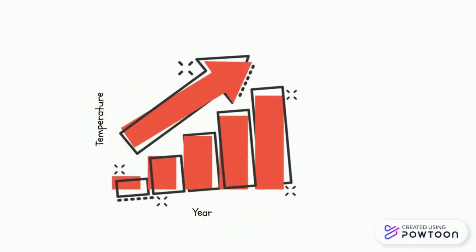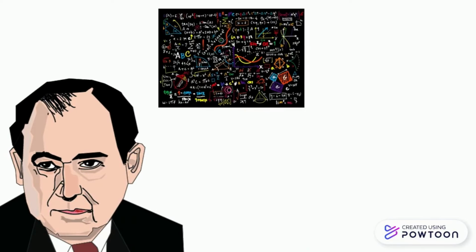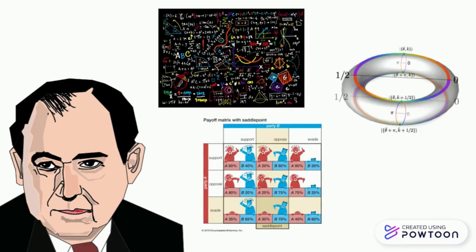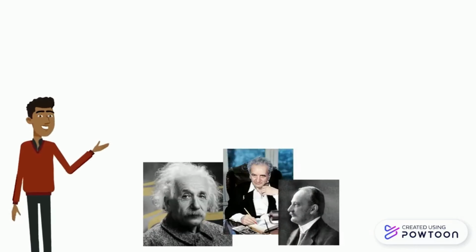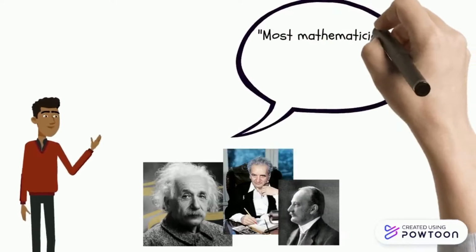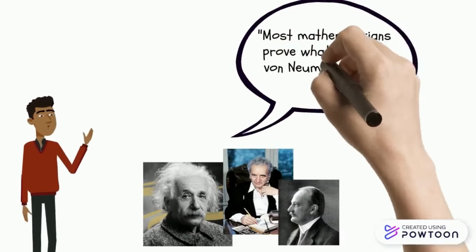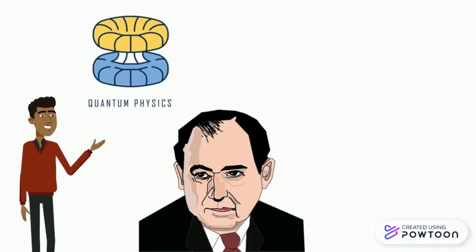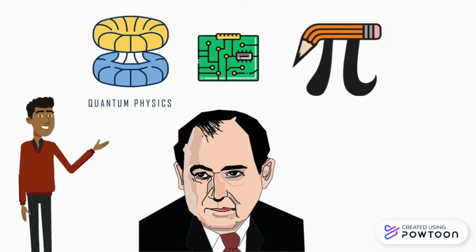Not only this, his work consisted of contributions to almost every field of theoretical mathematics, the invention of game theory, and the discovery of Hilbert spaces. A popular saying among mathematicians of his day was, "Most mathematicians prove what they can, von Neumann proves what he wants." He was a pioneer in various fields, and his pivotal work exerted a lasting influence on the modern world.